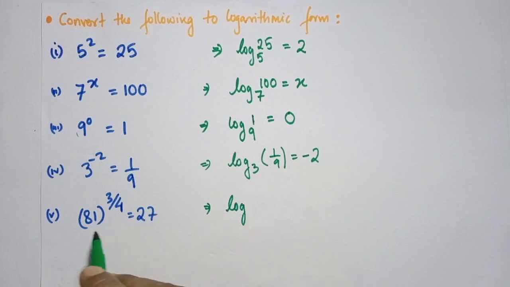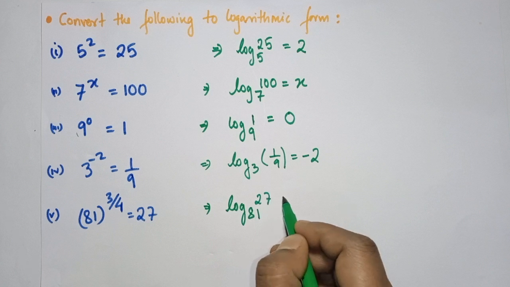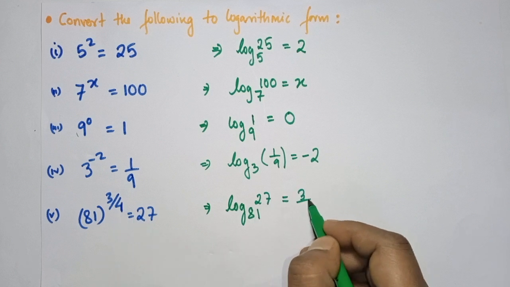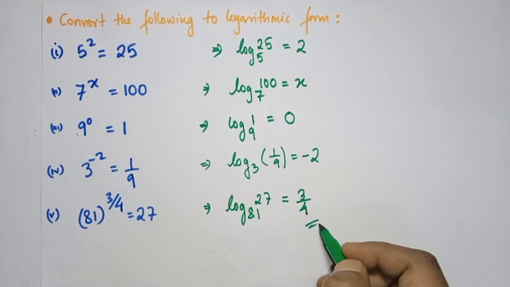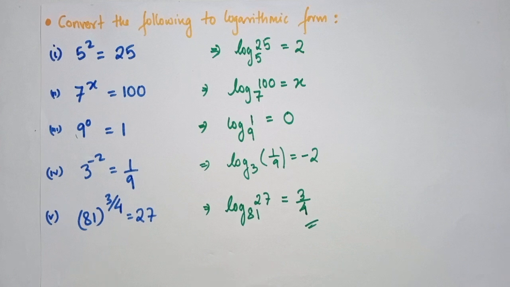Similarly, what will be this? Log, what is my base? 81. And what is this? 27 equals to, the power will be on the other side, 3 by 4. So this is your final answer.